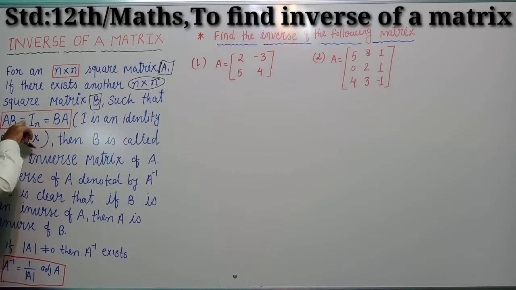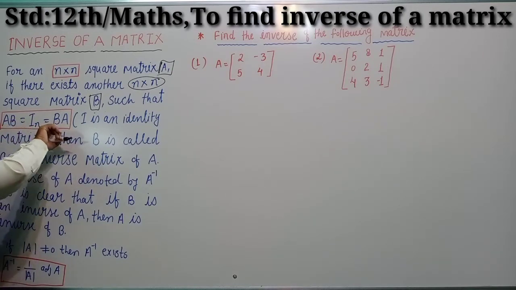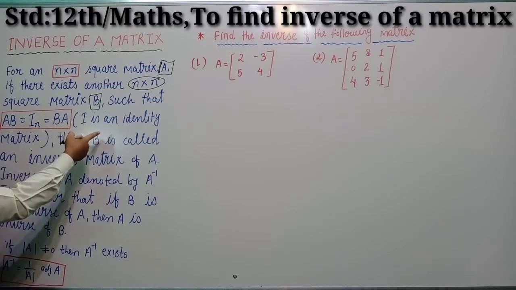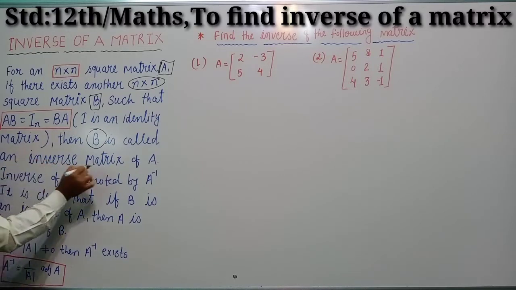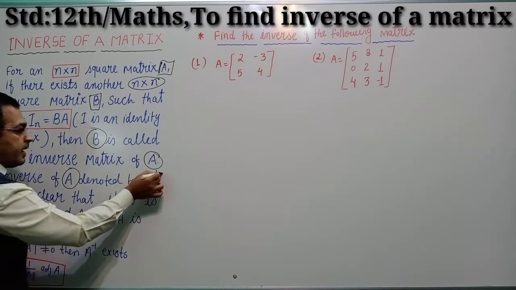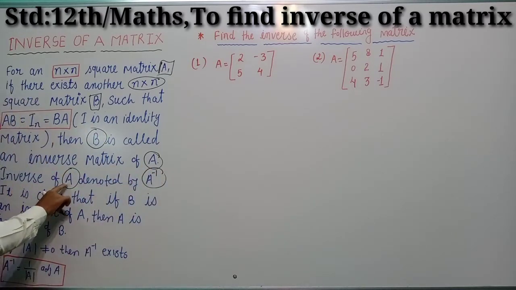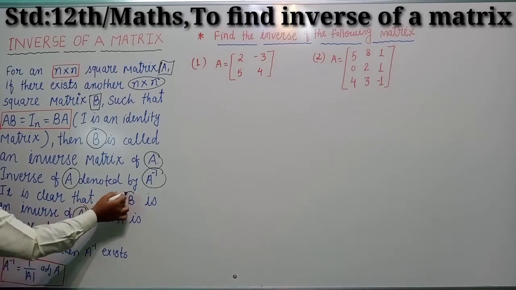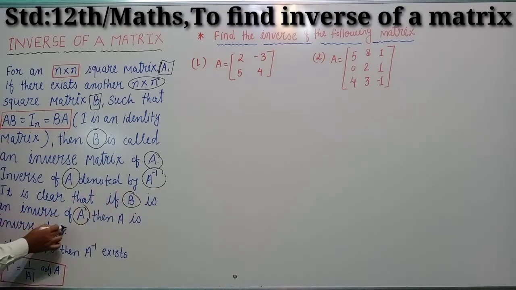so AB is equal to I is equal to BA. If you multiply A into B, you get the identity matrix, and if you multiply B into A, you again get the identity matrix. Then B is called the inverse of A. The inverse of matrix A is denoted by A inverse. It is clear that if B is an inverse of A, then A is an inverse of B.